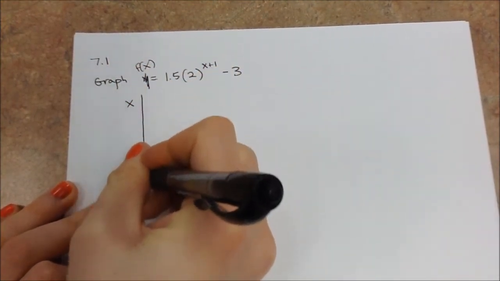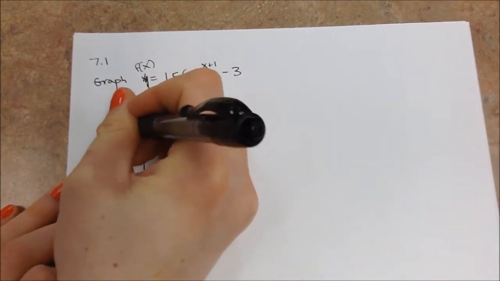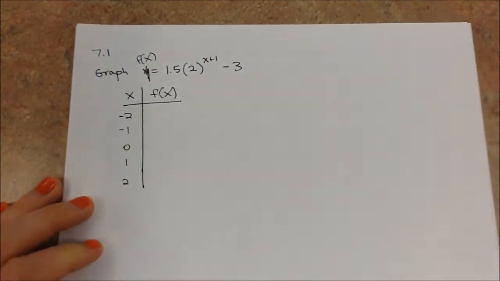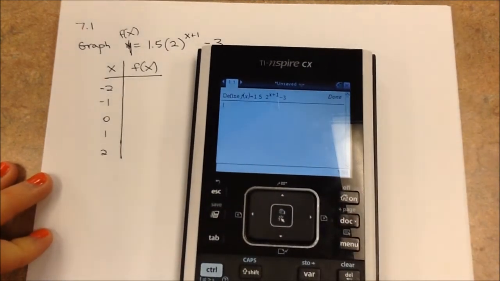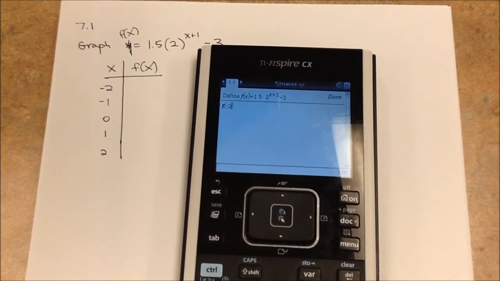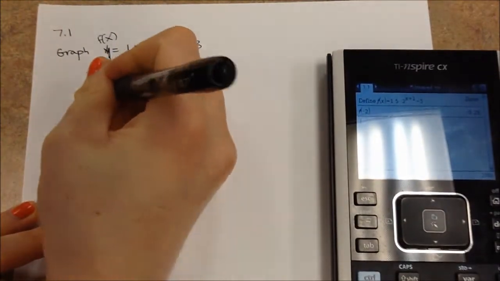Okay, so this is just kind of a tentative table. You might have to add some stuff to it. You're always going to start with these 5 values, and then I'll explain how you would know if you need to do more on either side. So we type in the letter F, and then first put the negative 2 in parentheses, and we get negative 2.25.